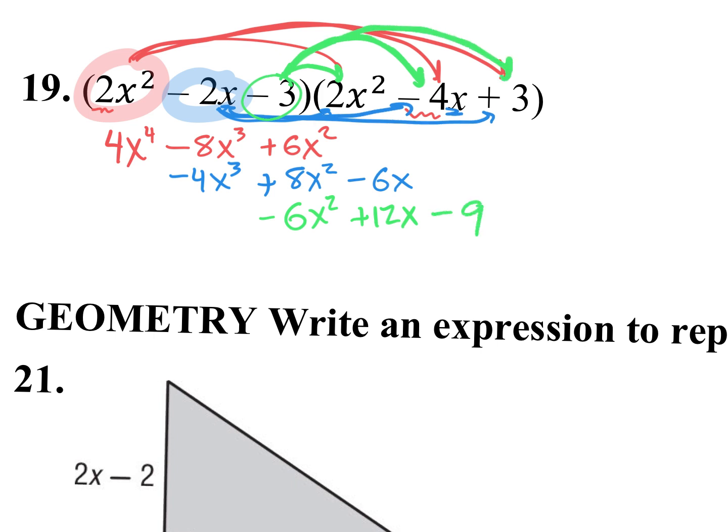So this is what I call stacking, right? That way it's really easy to combine: 4x to the fourth, plus there's nothing else to combine it with, is 4x to the fourth.